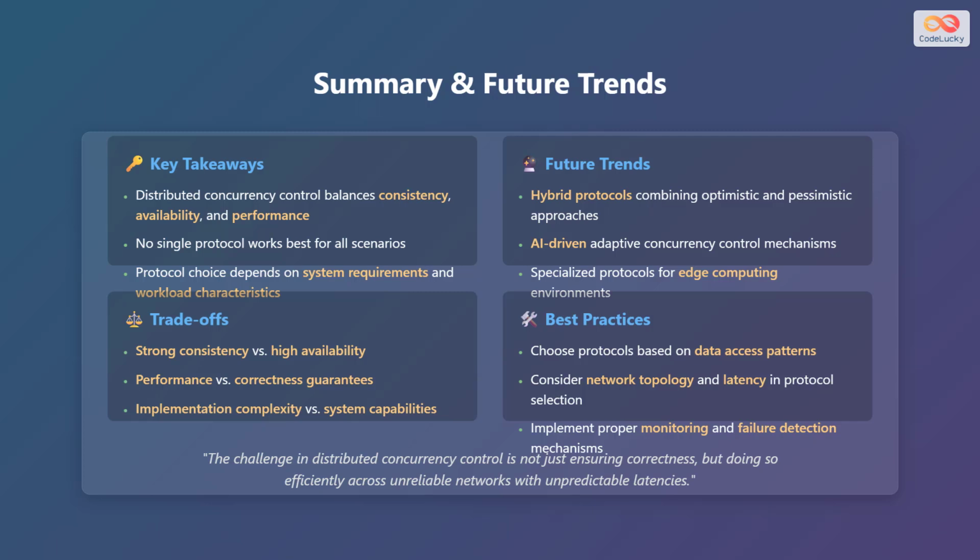For best practices, choose protocols based on data access patterns, consider network topology and latency in protocol selection, and implement proper monitoring and failure detection mechanisms. The challenge in distributed concurrency control is not just ensuring correctness, but doing so efficiently across unreliable networks with unpredictable latencies.